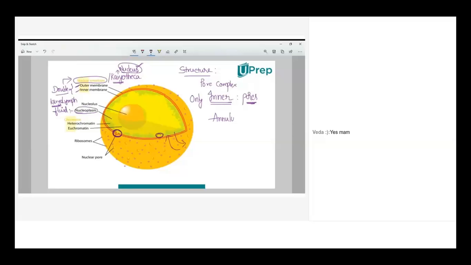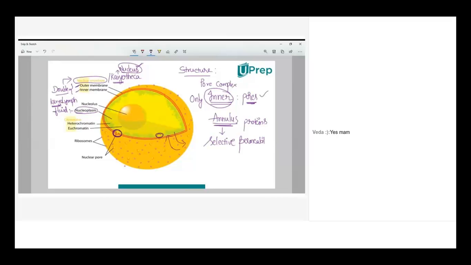These are the proteins which are associated with pores of the nucleus inner membrane, especially inner membrane. Remember that. Now, what is the role of these annulus proteins? They are showing selective permeability of nuclear envelope. I hope you remember this word, selective permeability.